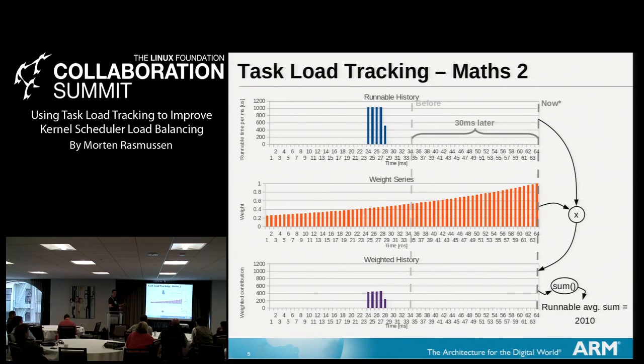All of this can be optimized quite a lot, so it's just a bit of addition. And I don't think we even do multiplication to get this. So it's actually fairly cheap to maintain this load history for each task.